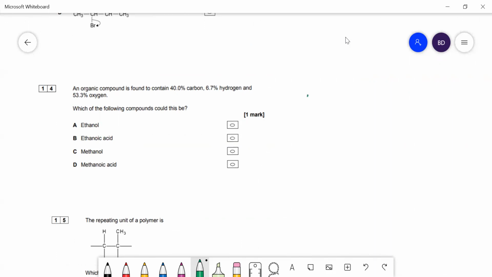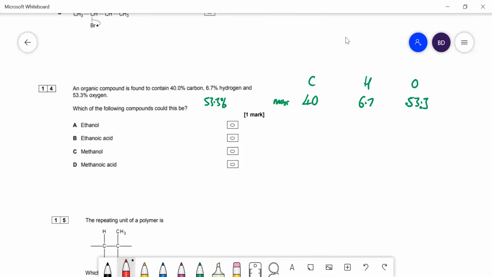So we're going to say we've got 40, this is the mass. We've got 40 grams of carbon in 100 grams. In hydrogen, we've got 6.7 grams. Now the difference there must be 53.3% oxygen. So that's going to be 53.3 grams. Now we need to work out the moles.